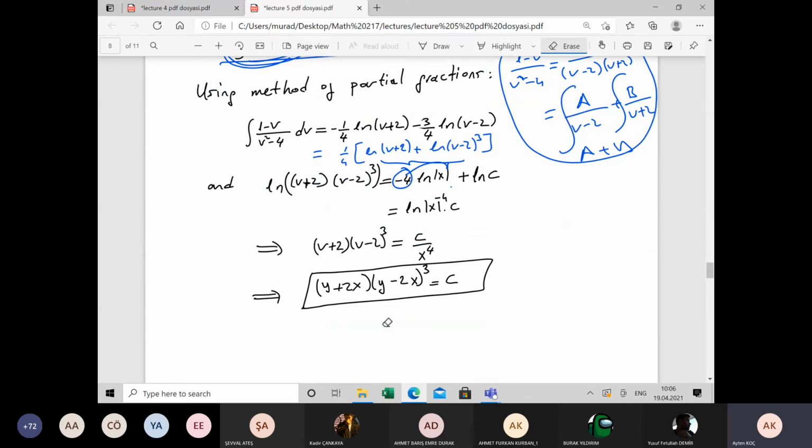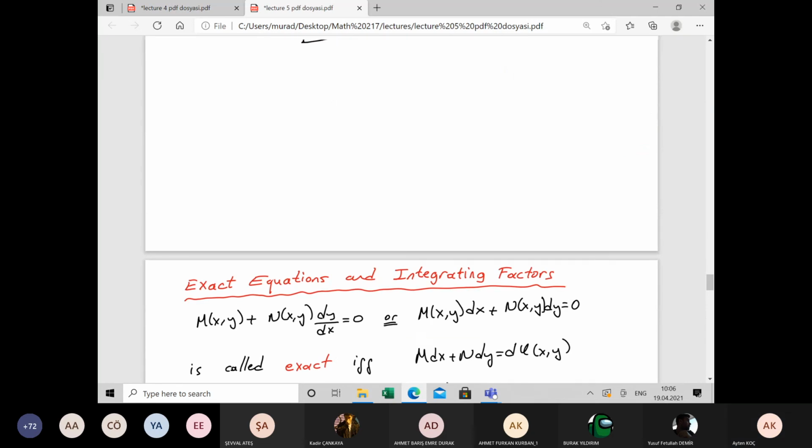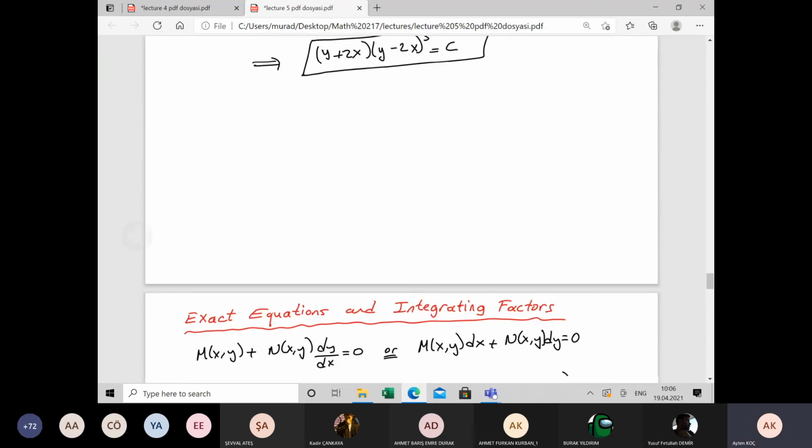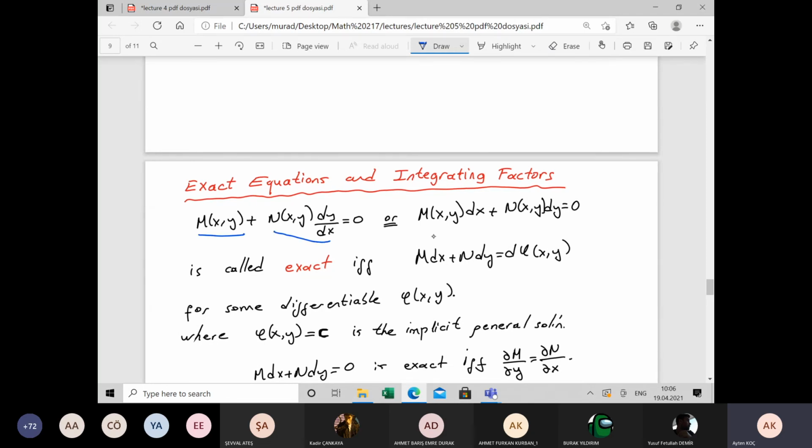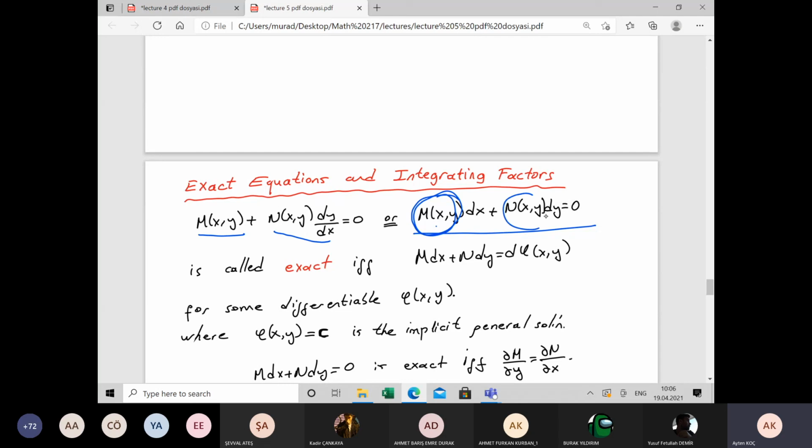So now let's stop here, because next day we will give the exact equation and integrating factors, if our equation is in this form, M plus N dy over dx. Look at this one, not separable, because this one is a function of x only. This one is not a function of y. If this one is M(x), this one is N(y), it is a separable equation.